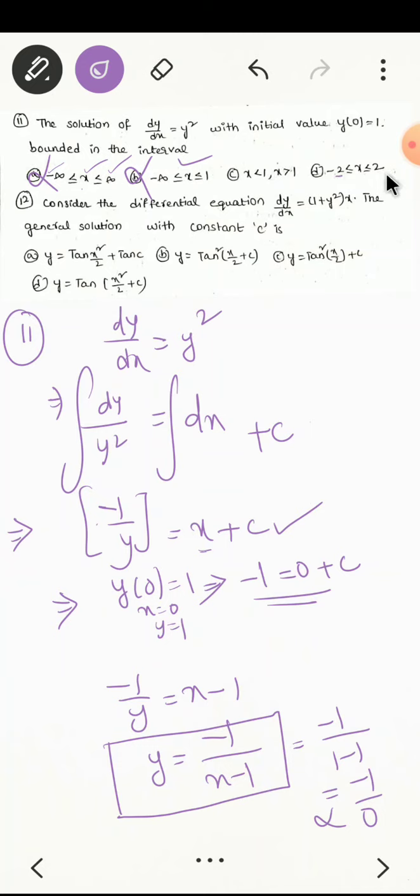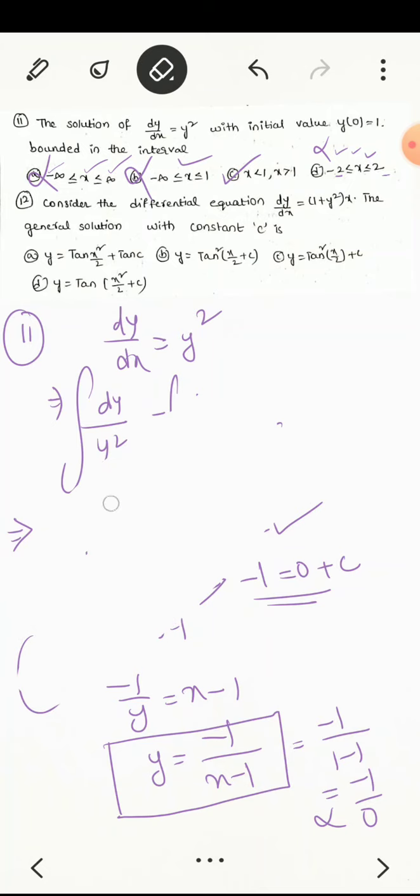Then see this, minus 2 to 2. Can you substitute any value and get a solution? No, because between minus 2 and 2 again there is 1. But this can be the option. Why? Because x is less than 1. If I substitute some value less than 1, I will get some solution. If I substitute some value greater than 1, then also I will get some solution. So option C is correct.